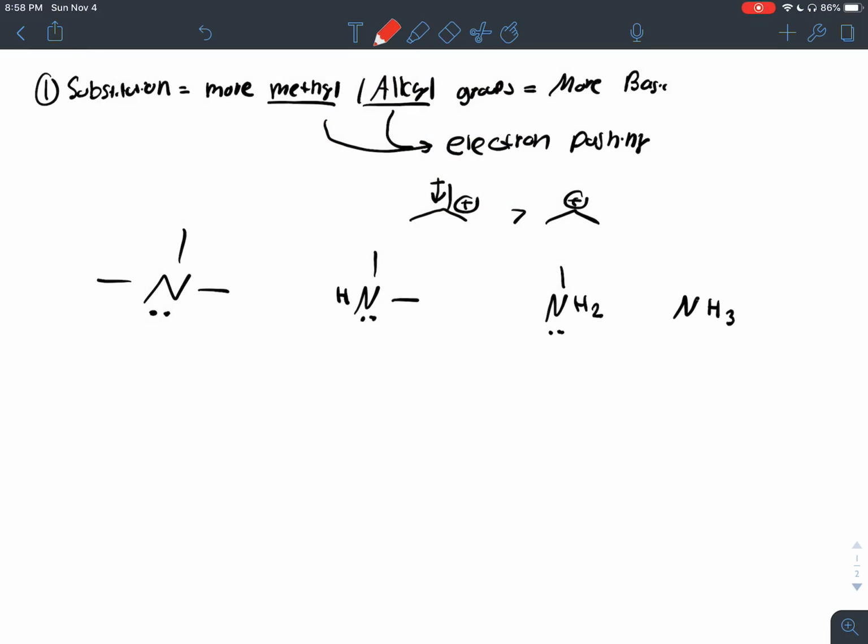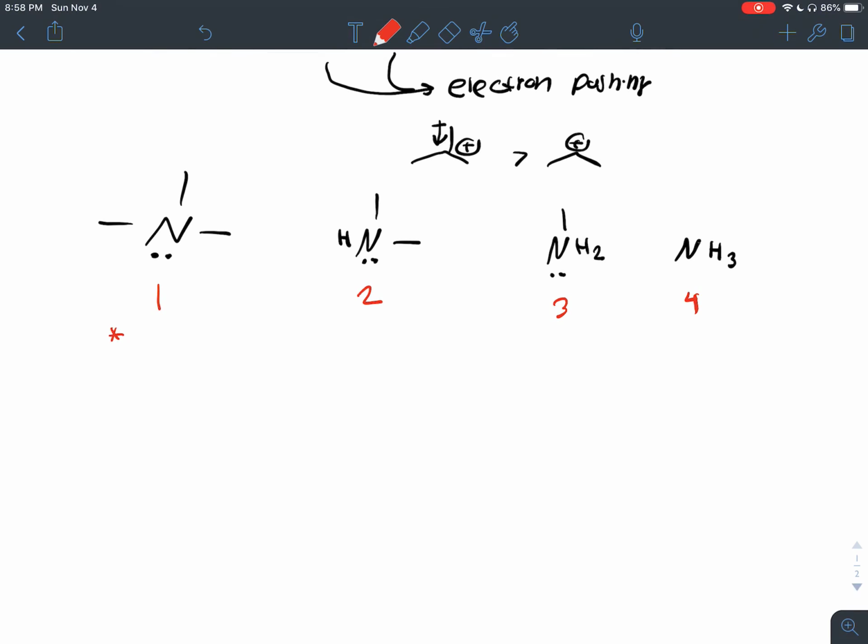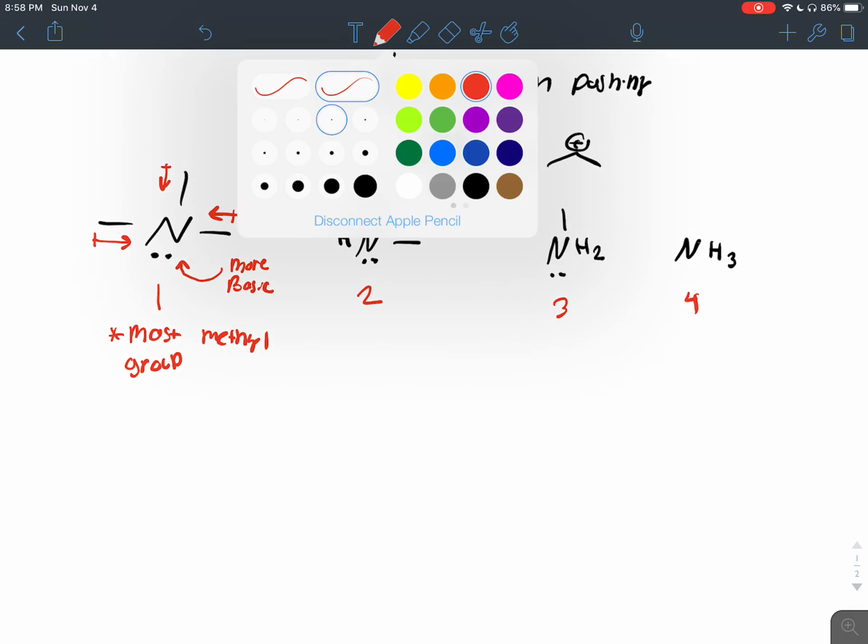So hopefully you did that, and now we're going to rank them. This one is 1, 2, 3, 4. And the reason being, this one has the most methyl groups. So we have these 3 methyl groups that are pushing electrons towards this lone pair. More basic. And then the rest of them have fewer methyl groups, so naturally they'll be a weaker base.